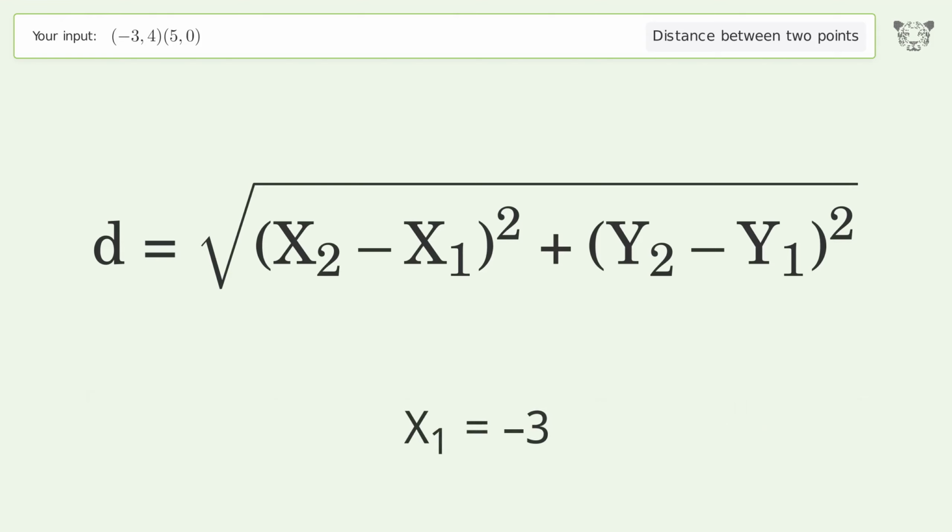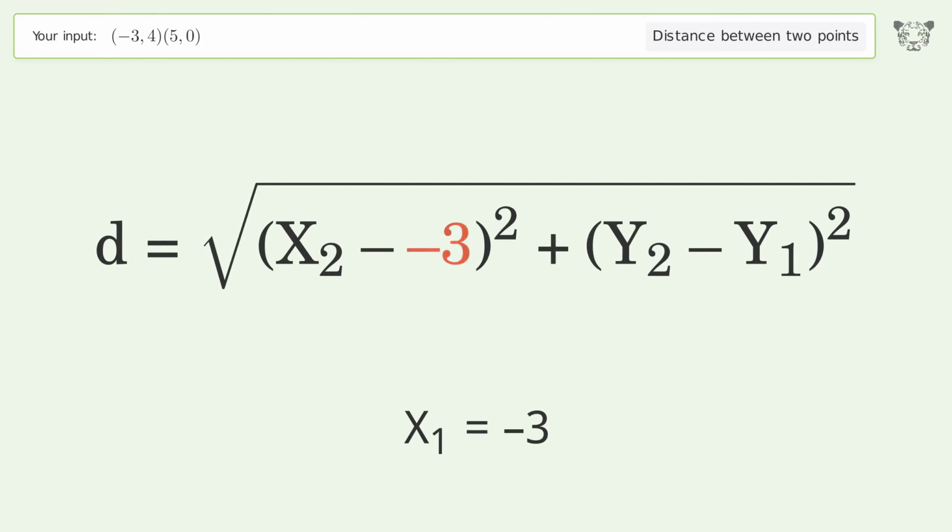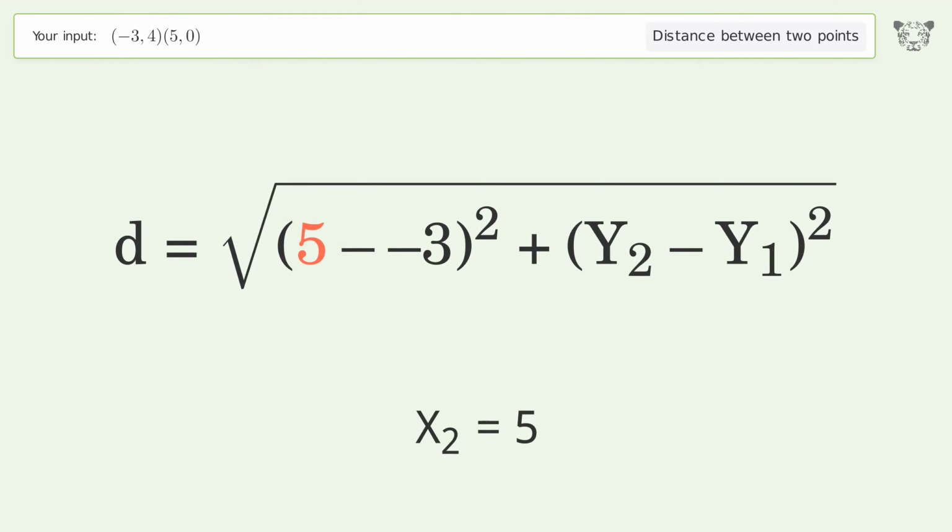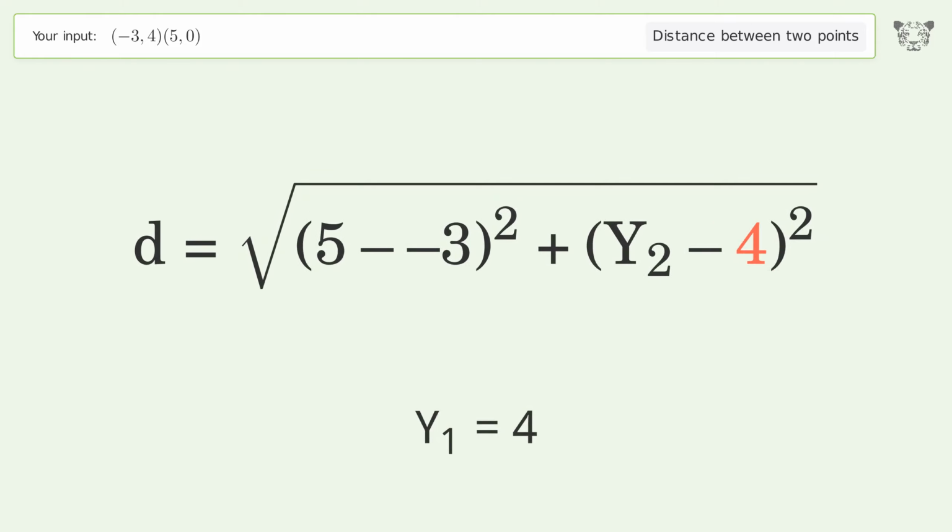x1 equals -3. x2 equals 5. y1 equals 4. y2 equals 0.